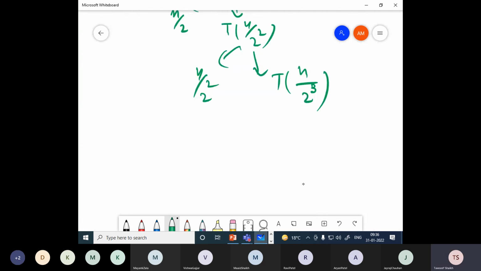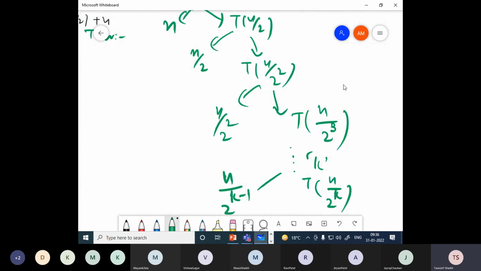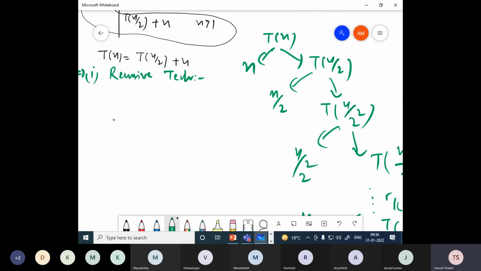And this will go on until we reach the kth part. The kth iteration means T of n divided by 2 to the power k, and here it will be printing n by 2 to the power k minus 1. Simple. Now, we have been seeing so many examples of this type. To write this as the sum of all the program steps, it will be n plus n by 2, n by 2 square, plus n by 2 cube, going on to n by 2 to the power k minus 1.